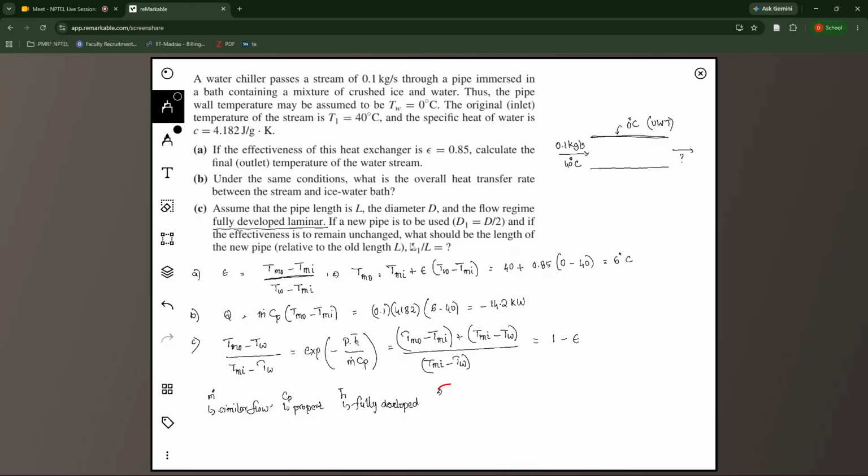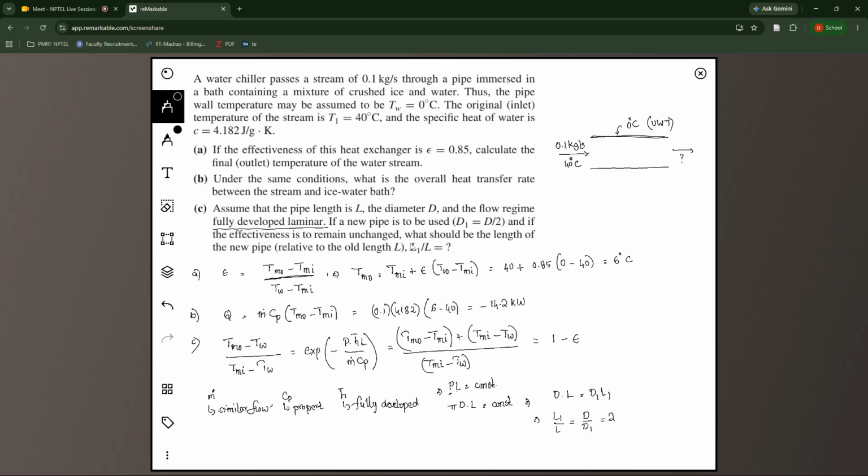Because all of these are constant, P should remain constant, where P is the total, sorry, this is P times L. So P times L has to be constant, where P is the total perimeter and L is the length of that particular pipe. Which is pi times D times L is constant. So from which we can write D times L should be D1 times L1, and it is already given D1 is D by 2, which means L1 by L is D by D1, which is 2.